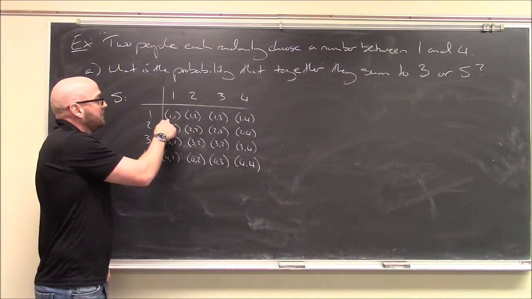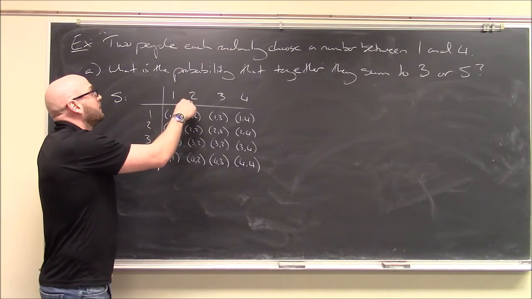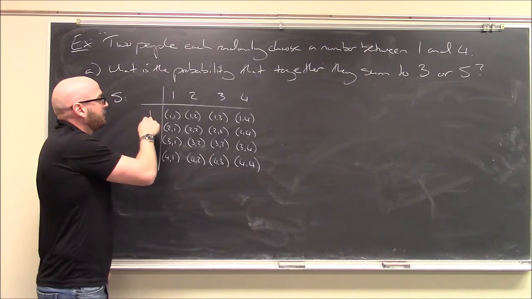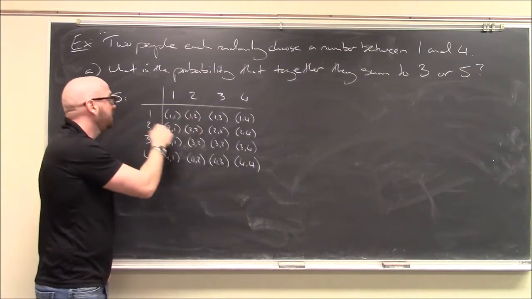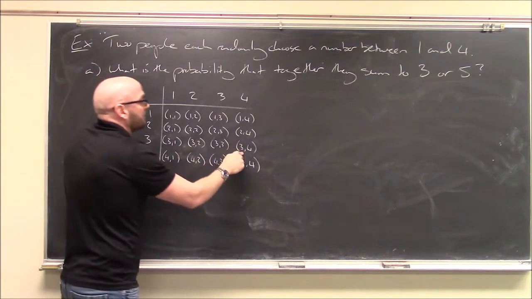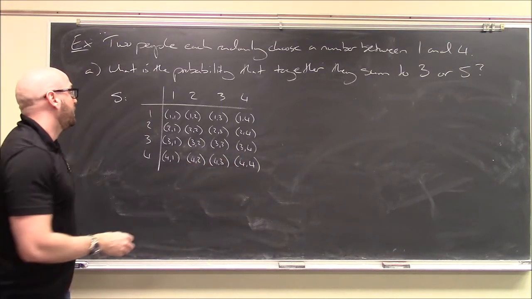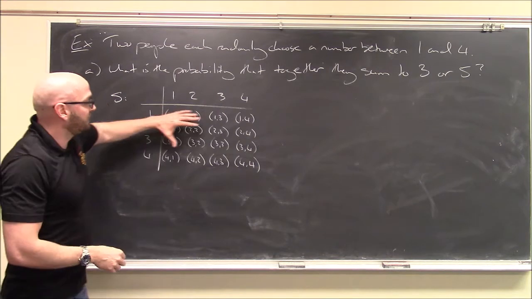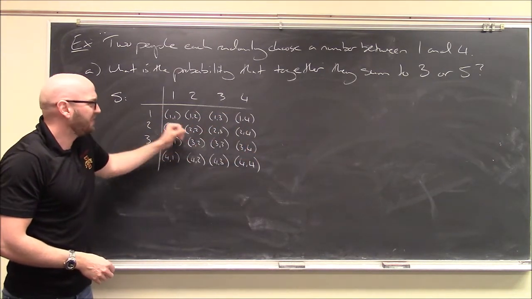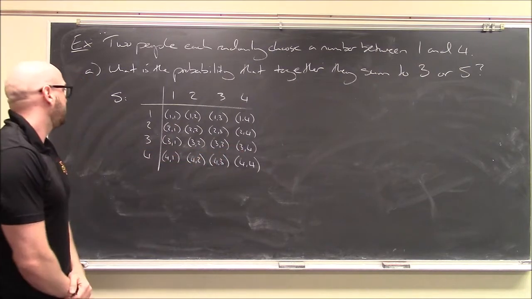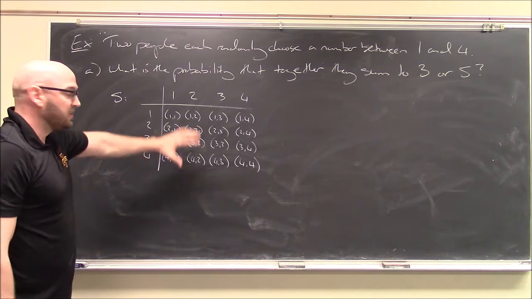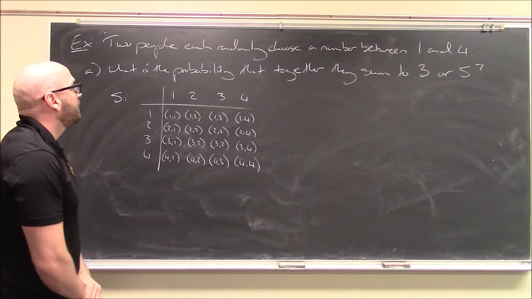The second person chooses a number between 1 and 4, and all the possible outcomes I've denoted this way. Either the first person chooses 1 and the second person chooses 1, or, maybe I should go this way, this is the first person. First person chooses 1, second person chooses 2, or for another example, first person chooses 3, second person chooses 4. So the sample space is the set of all of these doubles that I have here, ranging between 1 and 4. Notice there's 16 elements total in this sample space.